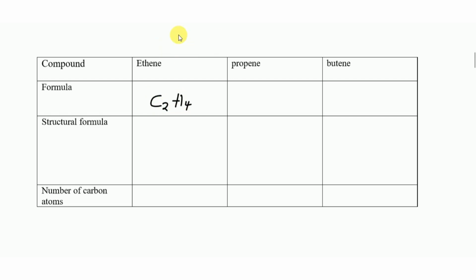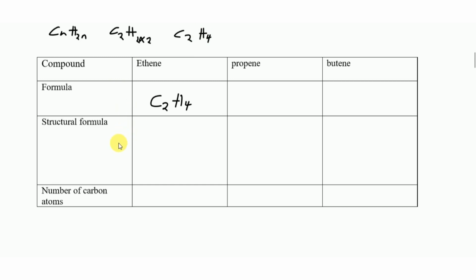The formula of ethene can be written as C2H4. Since we know that our general formula is CnH2n, and that if a compound starts with eth, it has two carbon atoms, we can say C2H, then 2 multiplied by 2 gives us C2H4. So that's the formula of ethene.